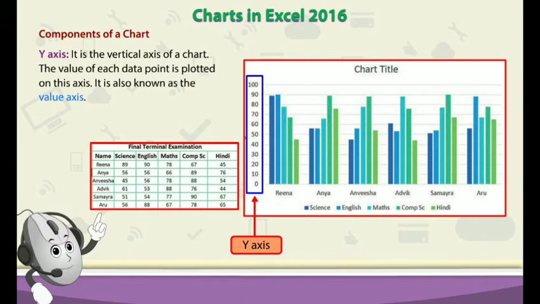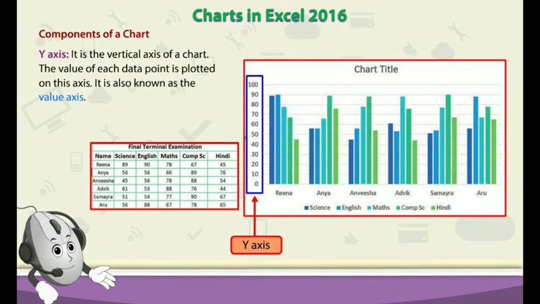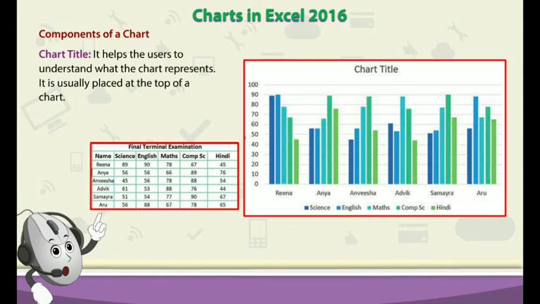Okay, then y axis. It is the vertical axis of a chart. The value of each data point is plotted on this axis. It is also known as the value axis, meaning the minimum marks is 0 and maximum marks is 100. So we can define the value in the y-axis.